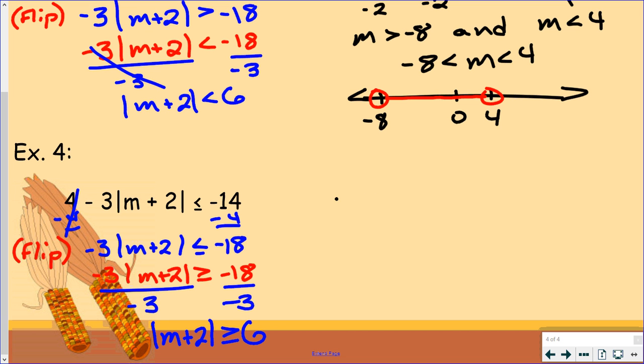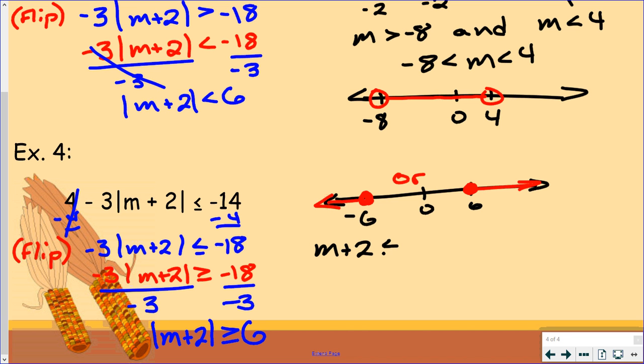So what that's saying is that m plus 2 is more than 6 away from 0. So again, I'm just drawing this so you can visualize what I'm saying. These would be circles. m plus 2 is more than 6 away from 0. So that would be like this. That's more than 6. And this would be an or. So let's write that. So I have m plus 2 is less than or equal to negative 6. That's this piece. Or m plus 2 is greater than or equal to 6.